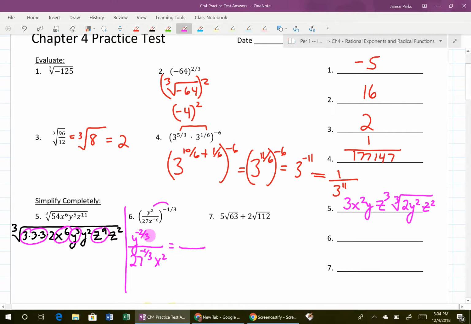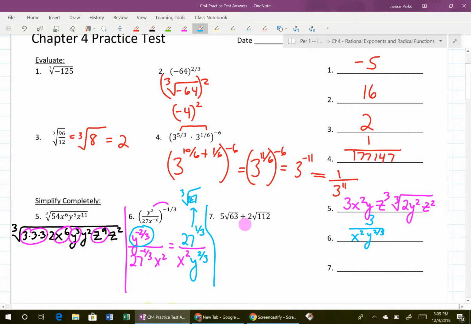When I rewrite this, the x squared stays where it is because there's a positive exponent. The y moves to the denominator and becomes positive 2/3. And then 27 to the 1/3 moves up and becomes positive 1/3. 27 to the 1/3 in the numerator is 3 because that means the cube root of 27. And the denominator just stays exactly how it is. X squared, y to the 2/3. Make sure that looks like an exponent.